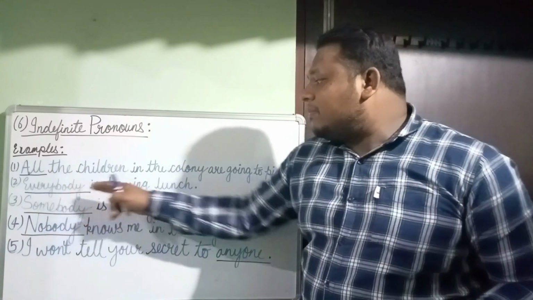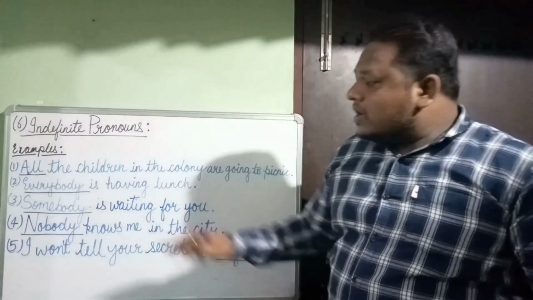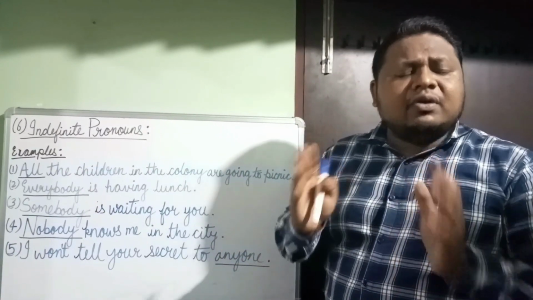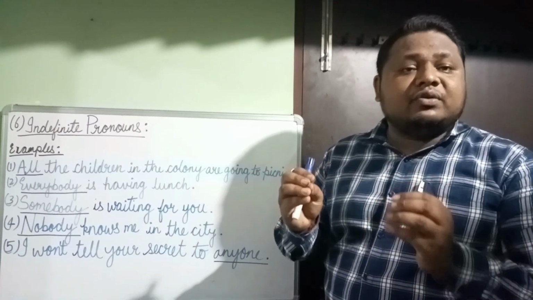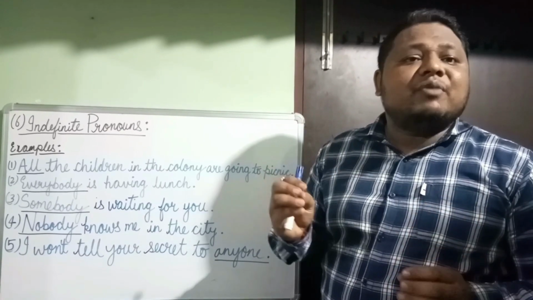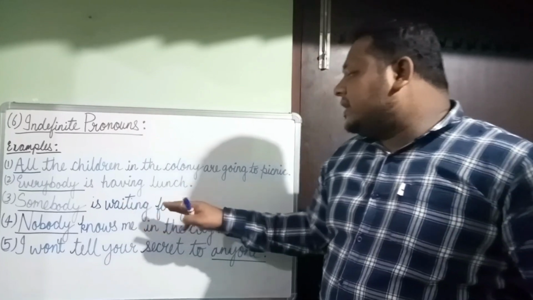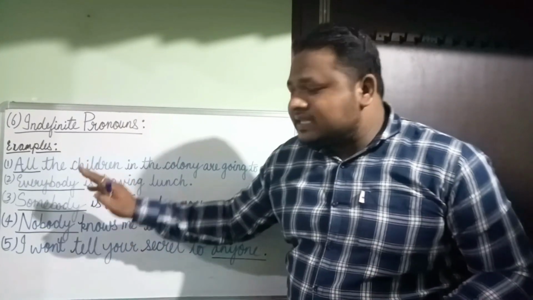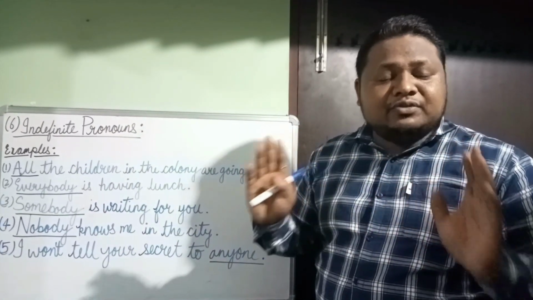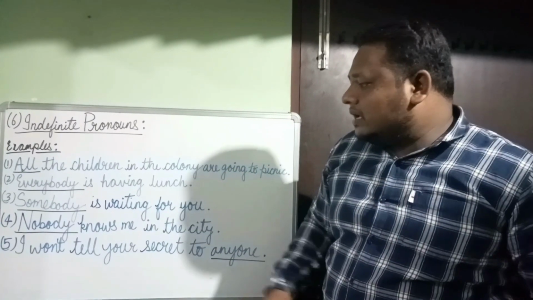Now, number 2, everybody is having lunch. So when we say everybody, we do not have an exact idea, or we do not have the exact names, of the people who are having lunch. Somebody is waiting for you. Now when we say somebody, we completely do not know who that person is.